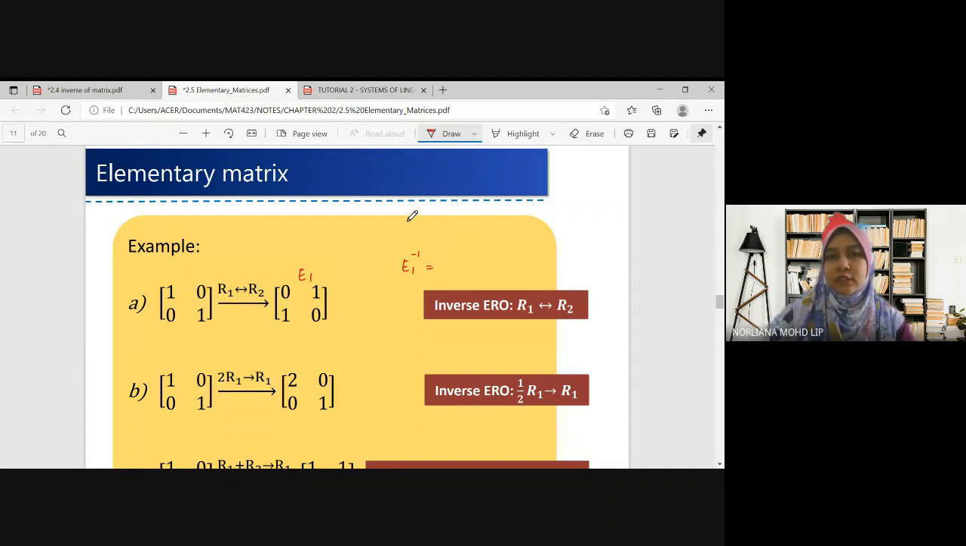Awak akan gunakan operation ni lah 1 0 0 1. Untuk interchange row dia sama kan je. Sama. Row 1 interchange with row 2. Kita akan dapat 0 1 1 0. So E1 dia sama lah dengan ni. 0 1 1 0. Ni E1 inverse.